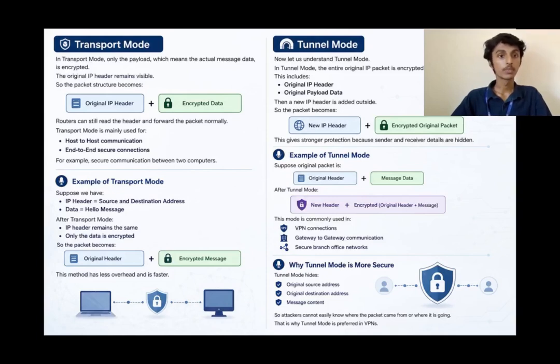Example of tunnel mode. Original header plus message data. After tunnel mode, new header plus encrypted original header plus message. This mode is commonly used in VPN connections, gateway-to-gateway communication, and secure branch office networks.